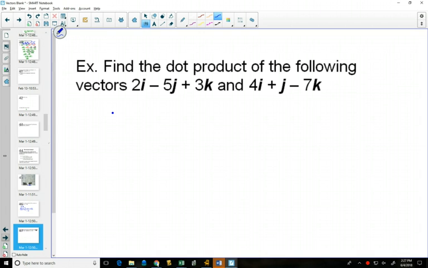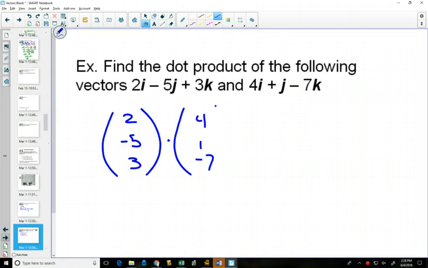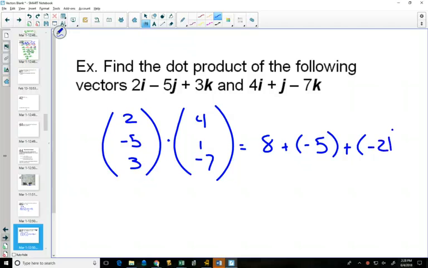So here we have one vector. Again, I really like writing them as column vectors. Dot product with 4, 1, negative 7. Multiply the corresponding components and add them together. No problem.